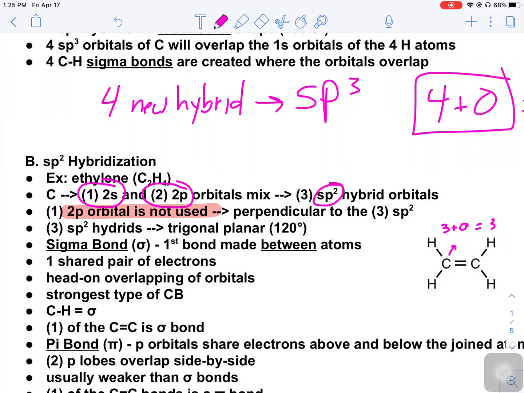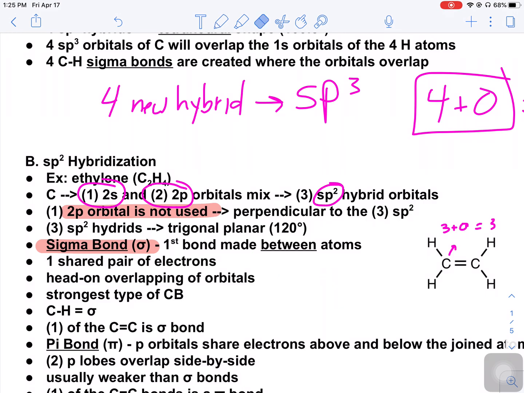Okay, now let's talk about single bonds and double bonds and triple bonds a little bit. First bonds that are formed between atoms will always be sigma bonds. A sigma bond is one shared pair of electrons. There are a couple of ways we could look at this. We could look at a simple sigma bond. We have a hydrogen bonding with another hydrogen. When these 2 s orbitals overlap, this is going to be a single bond, and all single bonds are sigma bonds. It's the first bond made between 2 atoms. It's caused by head-on overlapping.